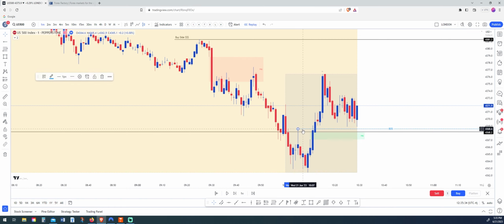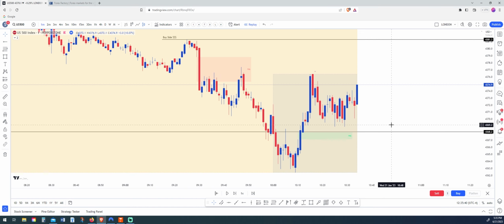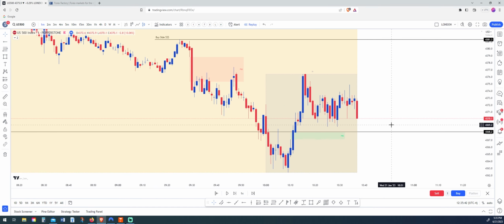I'm going to delete these because we've already noted those, so we don't need those levels on. Got another fair value gap there that was filled straight away. Equal lows on the 1 minute there.